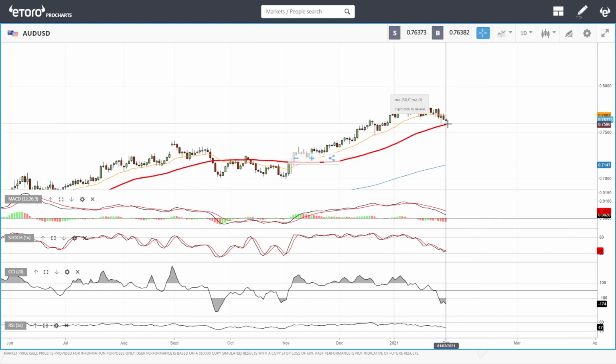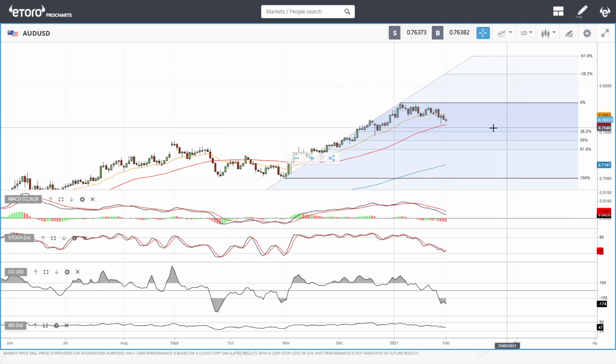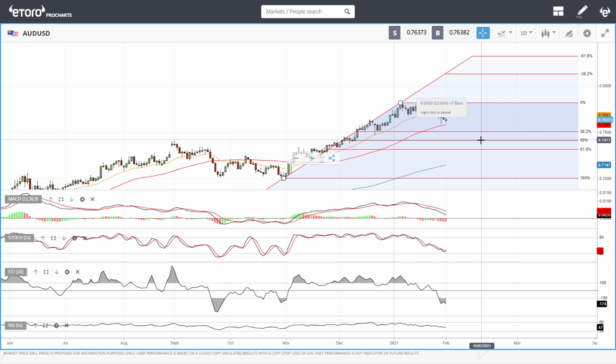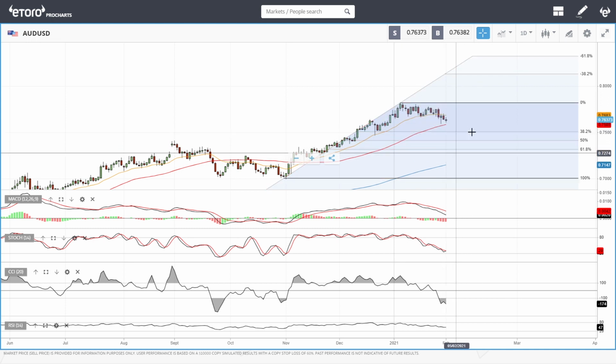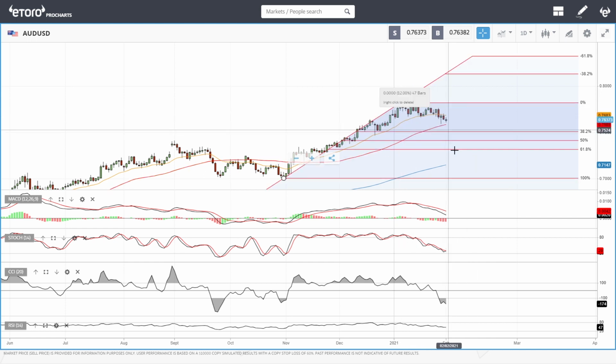So if the 50 moving average were to be breached, they will fall all the way down to these previous lows here. So 0.74, that is most likely where we'll fall to. We can also look at the Fibonacci retracement and see that our first Fibonacci retracement is here, 0.75. Next one is 0.74. And at 61.8 is 0.73.